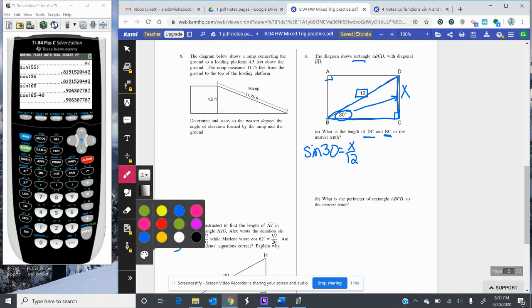But then you're also going to need to find BC. So from B to C is going to be y. So you're going to set up another trig function here from that angle of 30 degrees. The last part of this question is to find the perimeter of the rectangle to the nearest tenth. So remember, perimeter is the sum of sides.